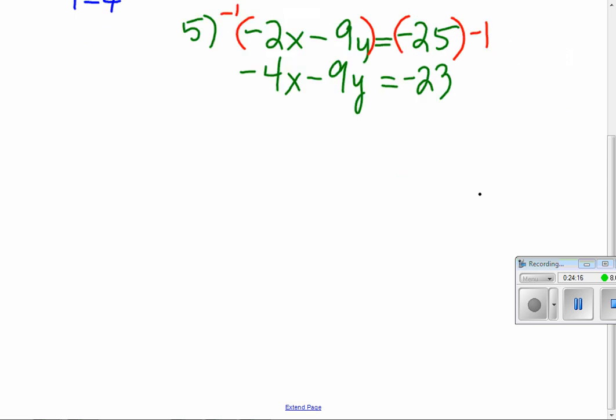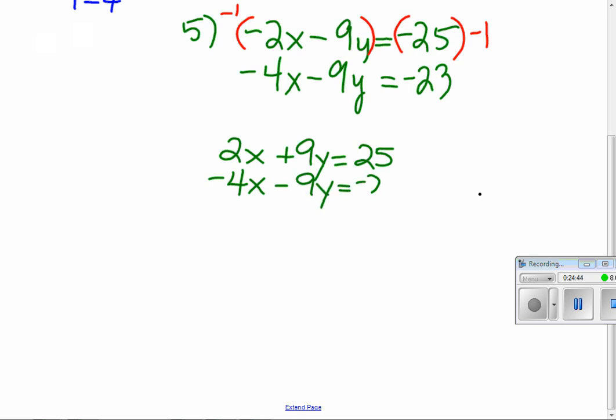So if I multiply this by a negative 1, what's a negative 1 times a negative 2? 2x, that's right. And a negative 1, you've got to distribute, times a negative 9 is plus 9y equals, and what's a negative 1 times negative 25? Whoops. Positive 25. Now what happens when we add them? The y's will be eliminated. What's the rule here? These numbers have to be the same number, but one has to be positive and one has to be negative.